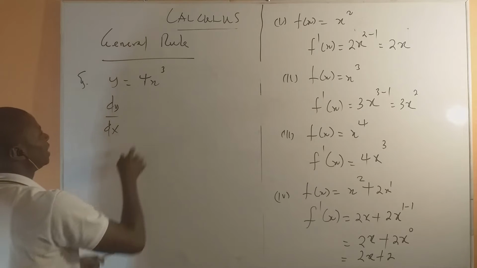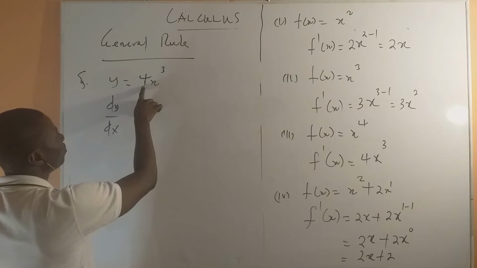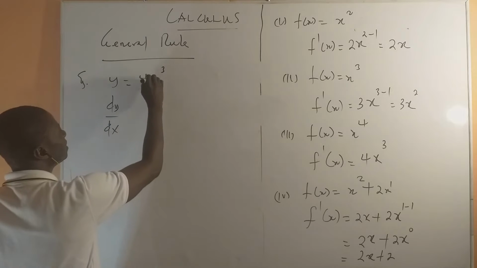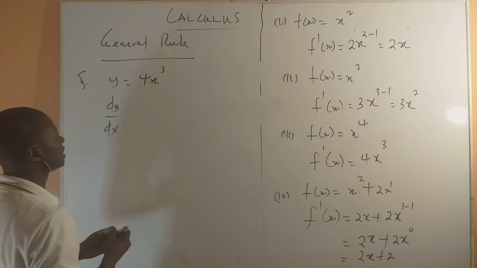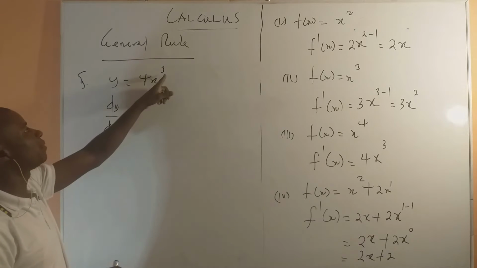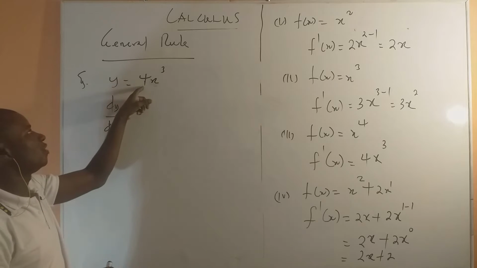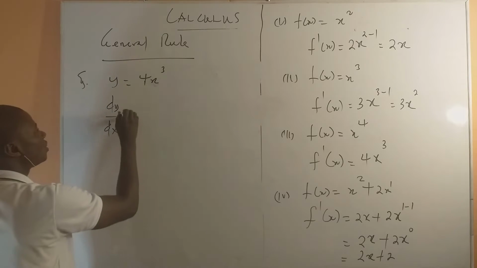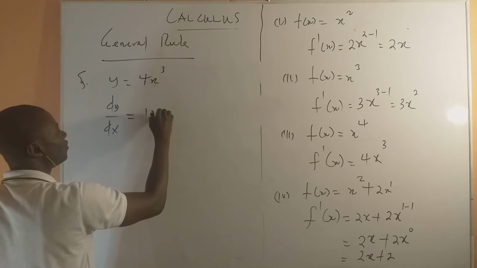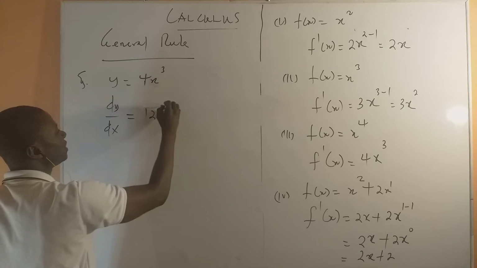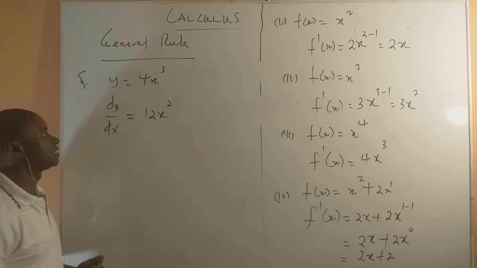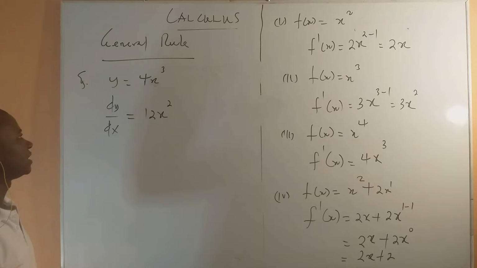Now, you know that the coefficient of the variable is 4. Then the x is the variable and the exponent is 3. So the general rule says that you multiply the exponent by the coefficient. So 3 times 4 will give us 12 here. Then our variable is still x. Subtract 1 from the 3, we are getting 2. So the answer is 12x squared.